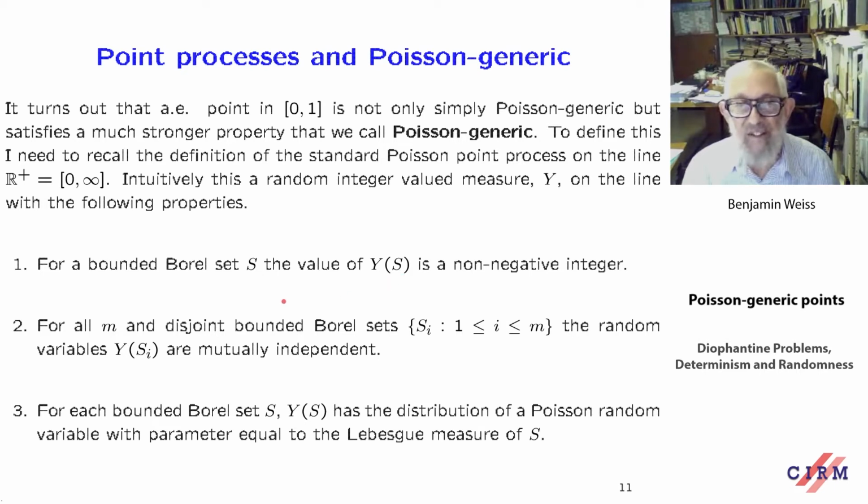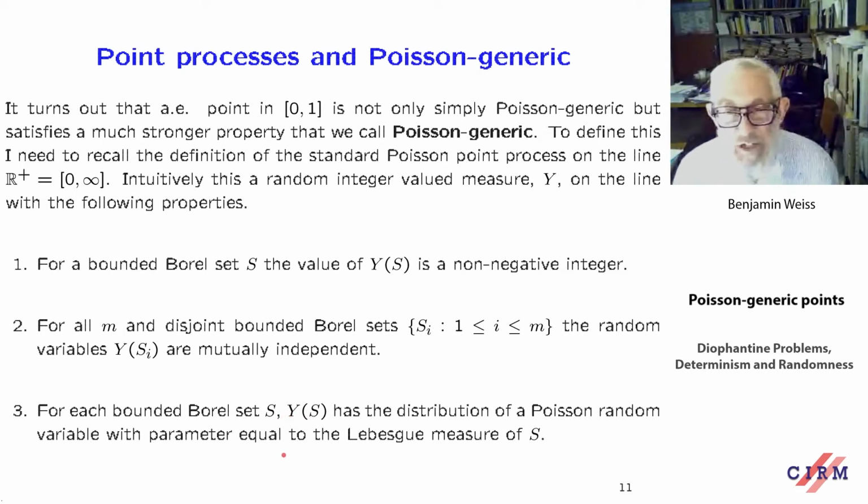points in S. If you have disjoint Borel sets, then these random variables are mutually independent. The number of points in disjoint sets are independent. And for each bounded Borel set, y of s has the distribution of a Poisson random variable with a parameter equal to the Lebesgue measure of s. In the formula I gave you before, there was no parameter, it was 1. For the parameter, you have to put in a lambda to the k over k factorial times e to the minus lambda instead of minus 1.